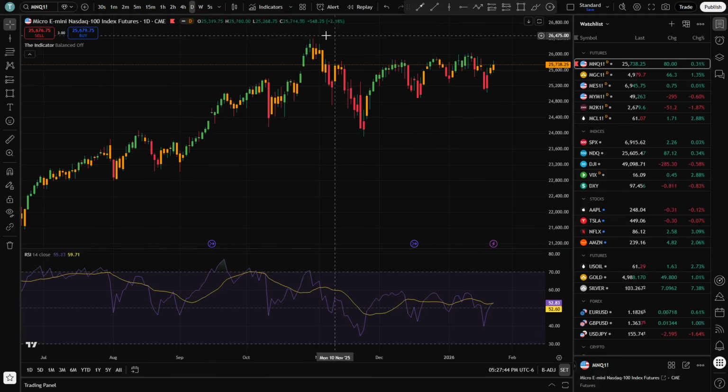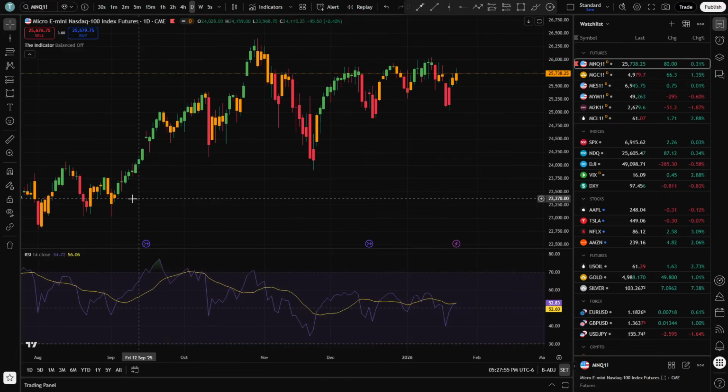The indicator is a momentum-driven tool that I created, and its only goal is to tell you what momentum is doing on any given candle. It does so with three outputs. It has a bullish candle, a balanced candle, which is indecision, and a bearish candle.